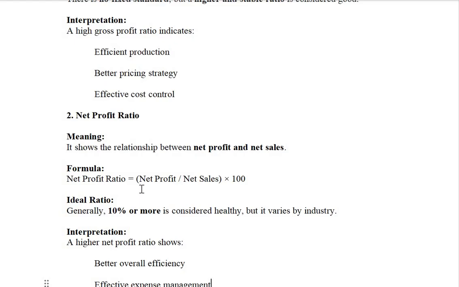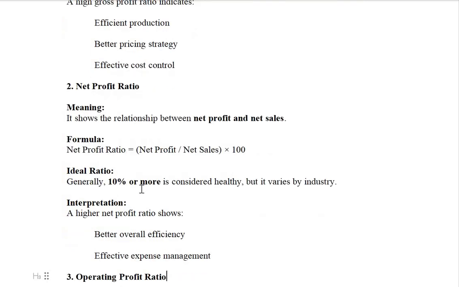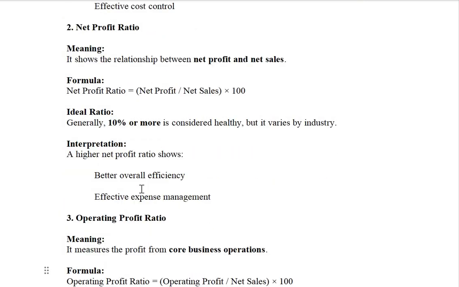Whenever the net profit ratio is a high percentage, it says that the overall efficiency of the business is good, and there is also effectiveness and efficiency in managing the cost. These two things we can say about a high percentage of net profit. Suppose, in reverse, the net profit percentage is low, it shows that the overall position is not good, and also that there is inefficiency in managing the expenses or the cost.